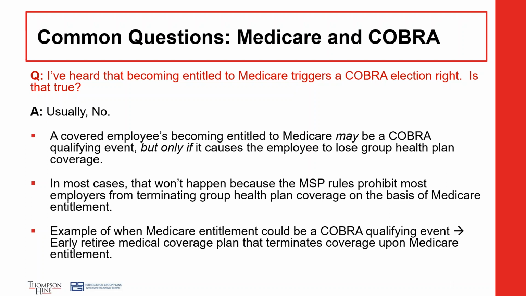Remember that COBRA kicks in only when a qualifying event triggers a loss of coverage. And in most cases, that's not going to happen because the Medicare Secondary Payer rules prohibit most employers from terminating group health plan coverage on the basis of Medicare entitlement. When could Medicare entitlement be a COBRA qualifying event? If there's an early retiree medical coverage plan that terminates coverage upon Medicare entitlement.